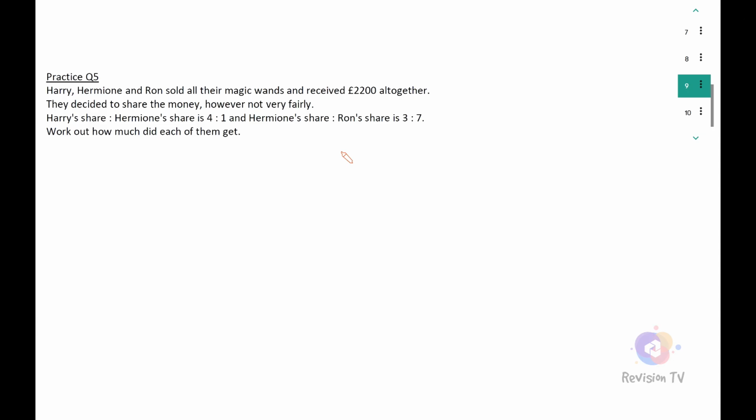They received £2,200 together for the magic wands. They decided to share the money, however, not very fairly. Harry's share to Hermione's share is 4:1, and Hermione's share to Ron's share is 3:7. Work out how much each of them gets.